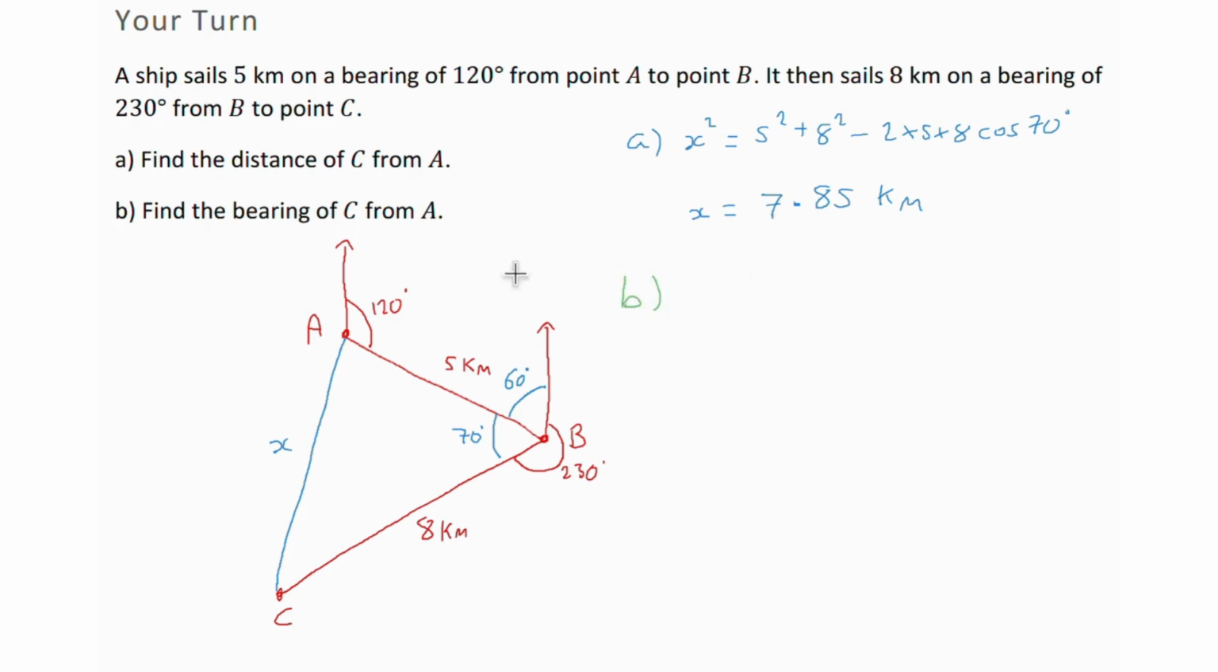For part B, find the bearing of C from A. That is the angle at A that we would have to turn around to look at C. That's that angle there. We know this bit is 120, so we need to work out this bit here, which I'm going to call theta. To do this, we're going to use the cosine rule or the sine rule. We know all three lengths, so let's use the cosine rule to work this out.